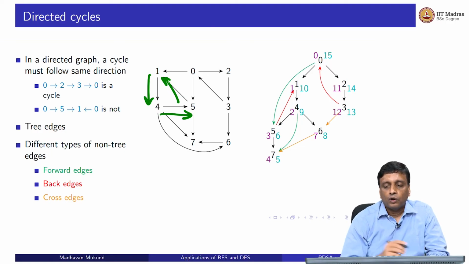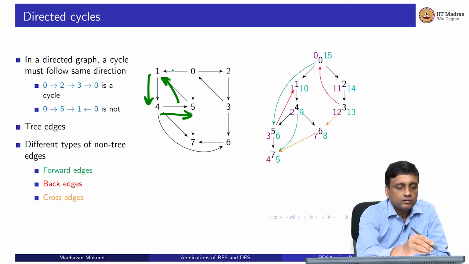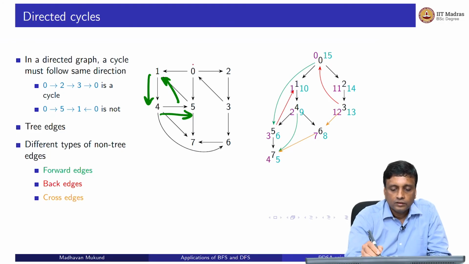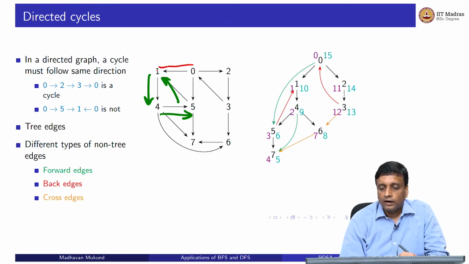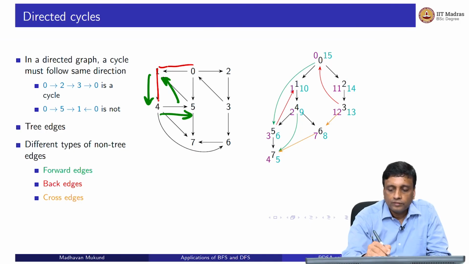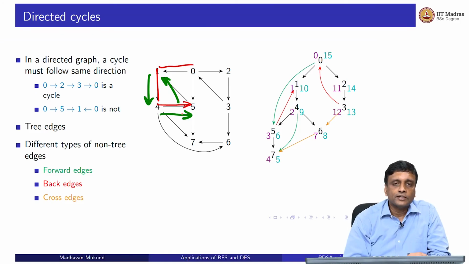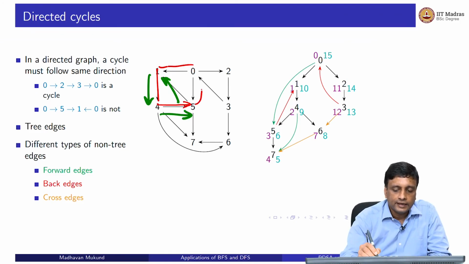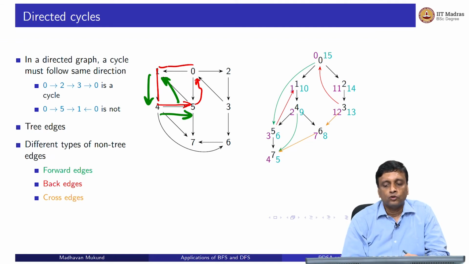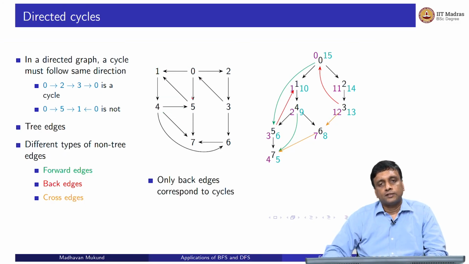What about the 0 to 5 edge? We have an edge from 0 to 1, and then we have an edge from 1 to 4, and then we have an edge from 4 to 5. But now 0 to 5 is in the wrong direction, it does not complete a cycle. I need an edge from 5 to 0. So 0 to 5 does not make a cycle here. So it turns out that only the back edges will give you cycles, the cross edges and the forward edges will not give you a cycle.